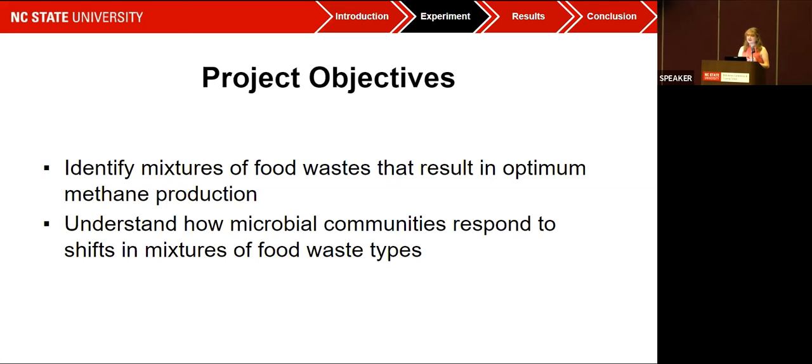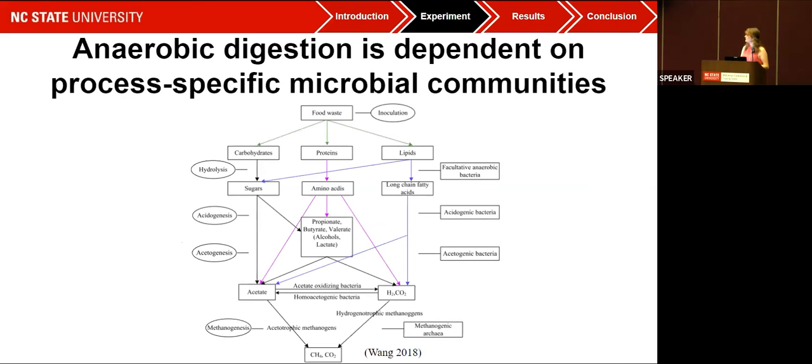We're also trying to understand how the microbial communities respond to shifts in mixture types. As you've heard today, the microbial communities are very important to the anaerobic digestion process. They are the core of the process, and if we are upsetting or changing the microbial communities, we won't get optimal performance. So this is a chart of the process of anaerobic digestion.